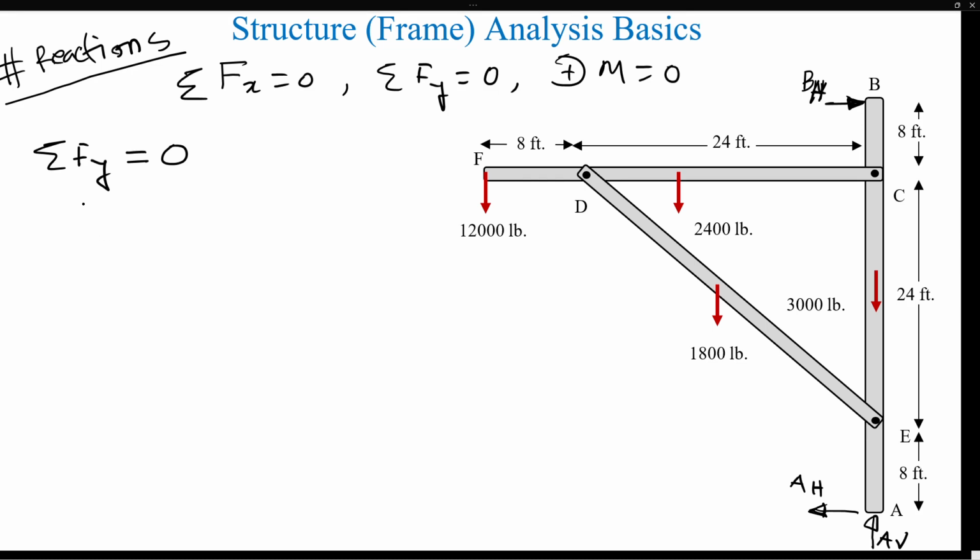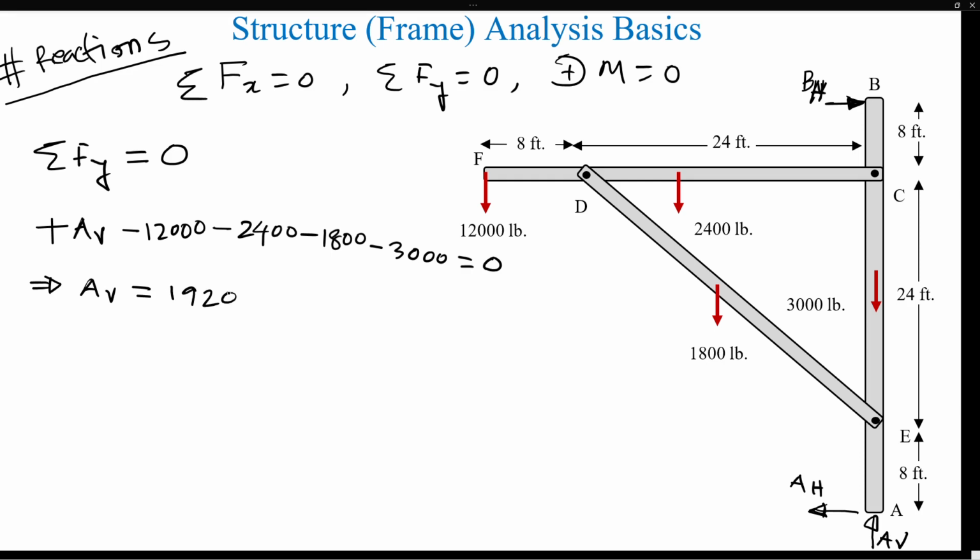vertical component at A. We assume the upward direction is positive, minus the 12,000 pounds this crane is carrying, which goes downward, minus the weight of the boom, 2,400 pounds, minus the weight of the brace, 1,800 pounds, minus the 3,000 pound post weight, and everything sums to 0. They are all acting downwards. So the vertical component at A I found is 19,200, a positive force in the upward direction.